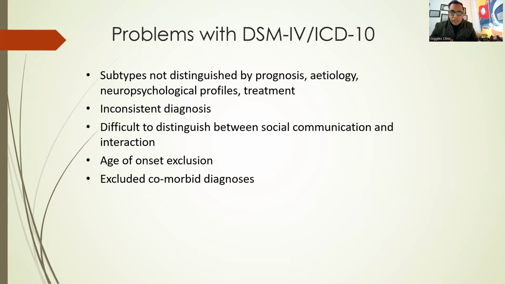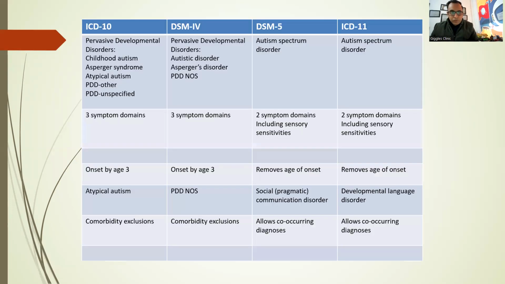Then there was an age of onset exclusion, so certain age criteria was mentioned. And one of the most important things is, as we know, autism and ADHD are associated with so many comorbid conditions like gut issues, sleeping issues, obesity, anxiety, depression. Those were not included in DSM-4. But the greatest advantage of DSM-5 is that it also includes the comorbid conditions which are associated with autism and ADHD.